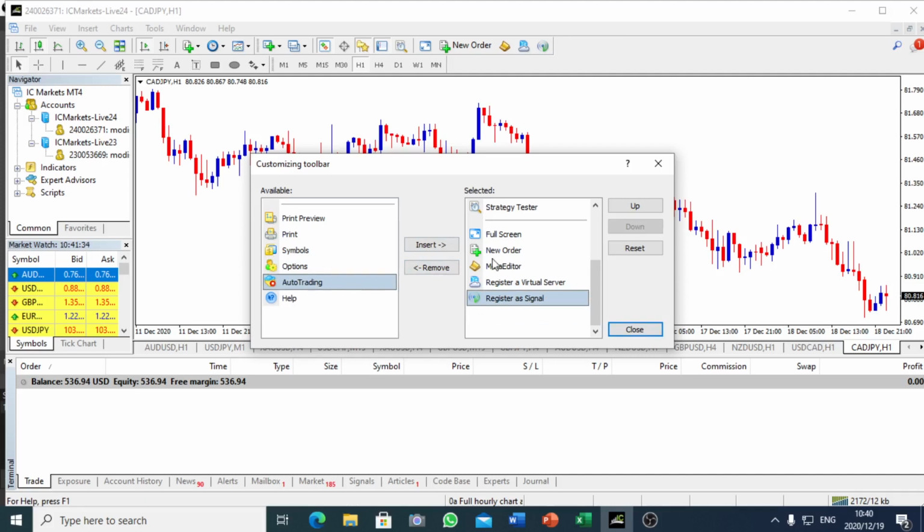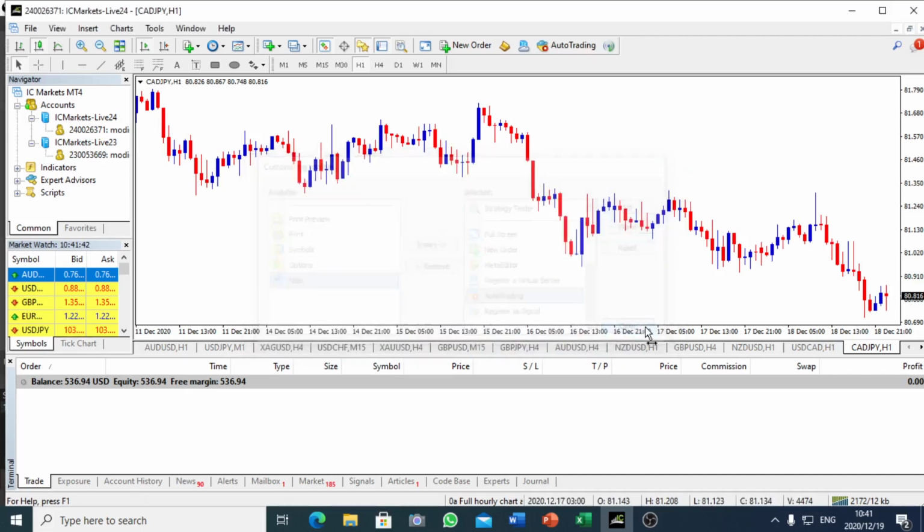But I like to put my auto trading here. I will just highlight auto trading, insert it, and close. That's it. Everything that is here is being customized. You can remove it. You can bring another thing. You can bring others that are not here. Maybe let's say you don't use.